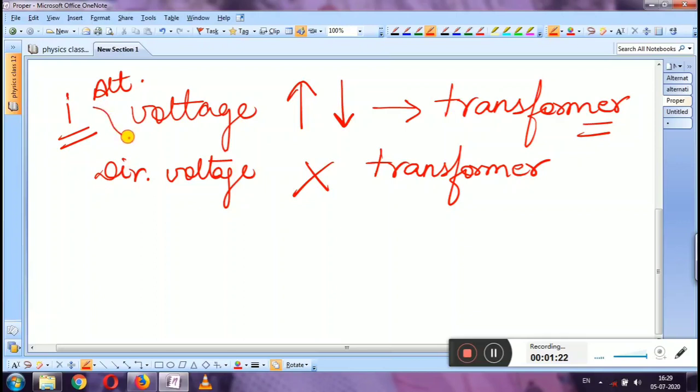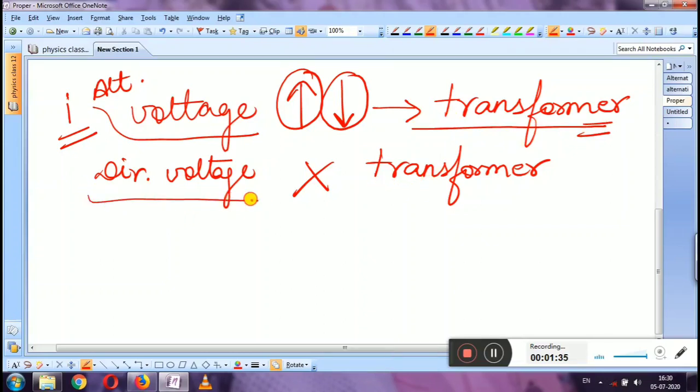अगर आप अल्टरनेटिंग करंट की या अल्टरनेटिंग वोल्टेज की वैल्यू बढ़ाना चाहते हैं तो आप उसको बढ़ा भी सकते हैं, आप उसको घटाना चाहते हैं तो घटा भी सकते हैं. किसकी हेल्प से? ट्रांसफार्मर की हेल्प से. But if you want to increase and decrease the magnitude of direct voltage or direct current, then you will not be able to do it with the help of transformer. यही रीज़न है कि हम अल्टरनेटिंग करंट को ज़्यादा प्रीफर करते हैं as compared to direct current or direct voltage.